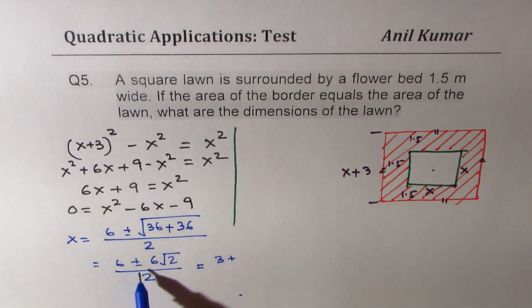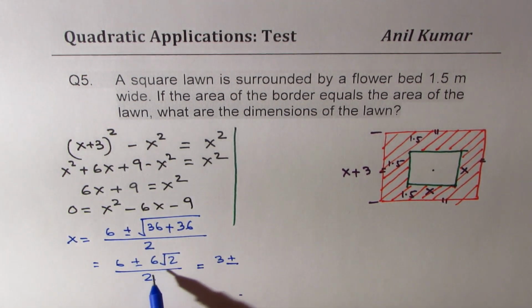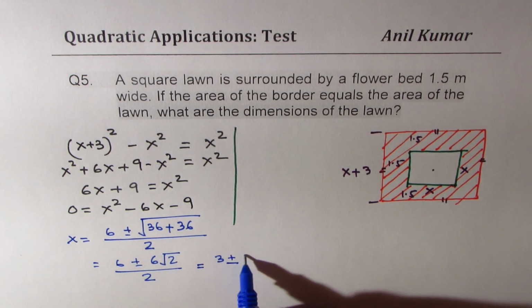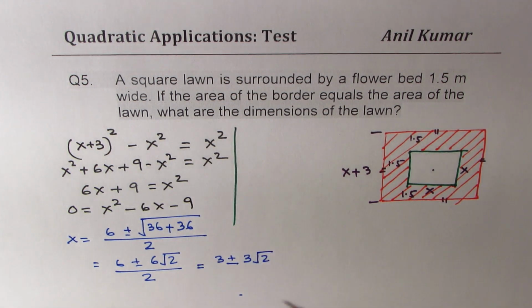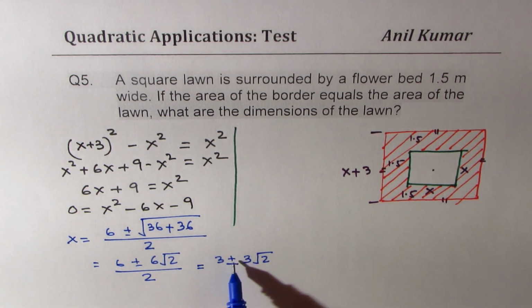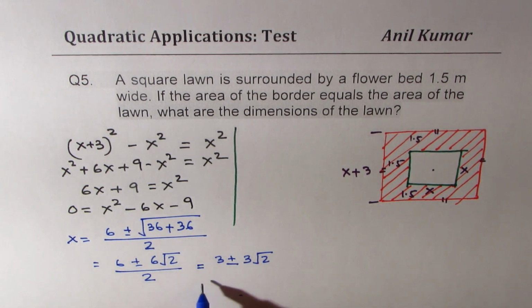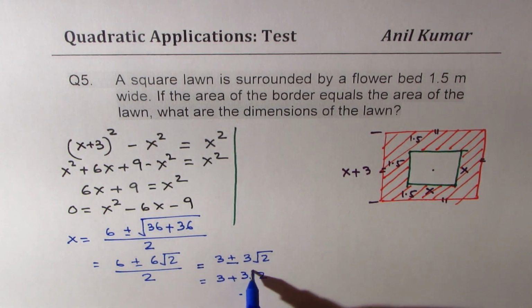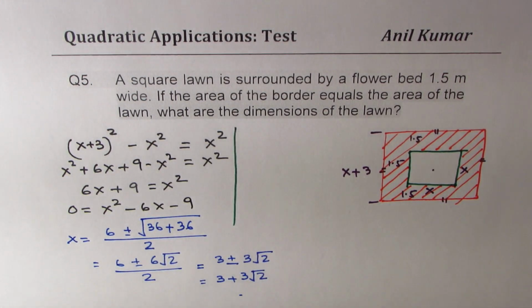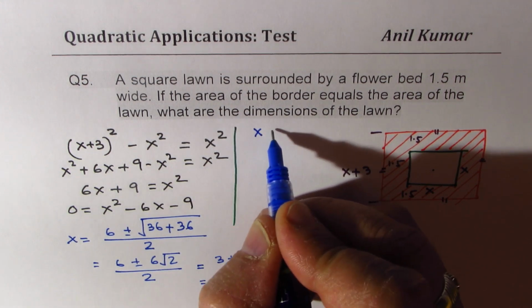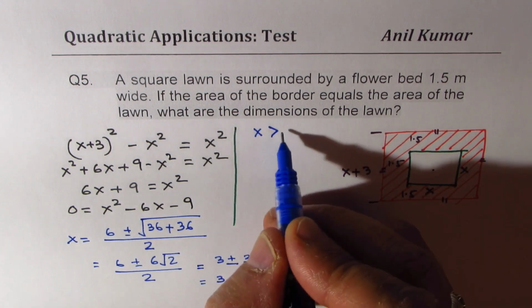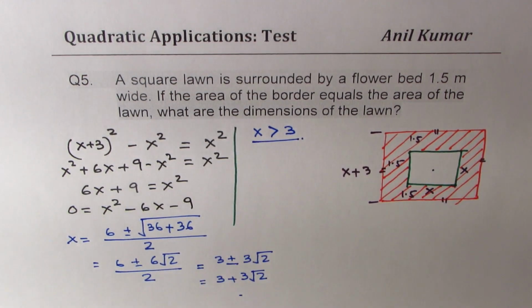Now should we take the positive value or negative value? Let's see. Because this is 3 square root 2, so obviously it cannot be a negative value. We have to take positive. So the answer should be 3 plus 3 square root 2, right? Negative will make it negative. We know x has to be greater than, from this condition, since 1.5 and 1.5, x has to be greater than 3. So that becomes the exact value.